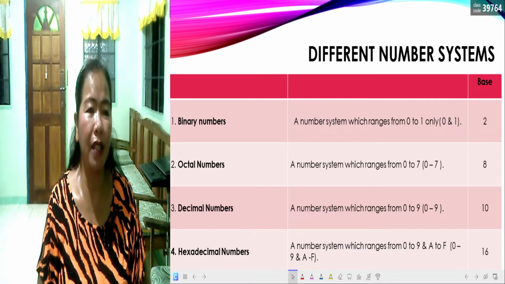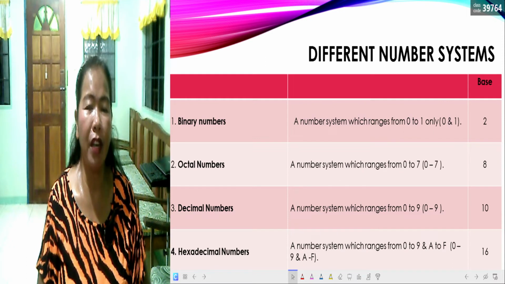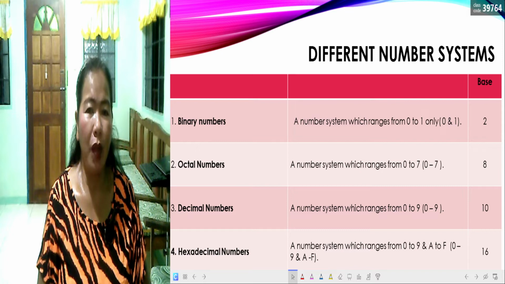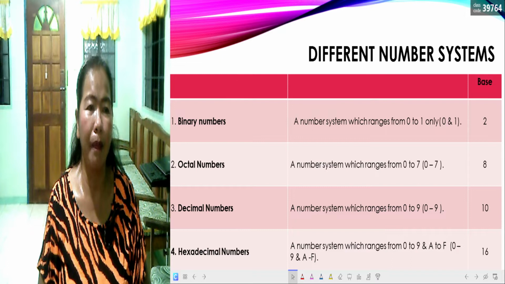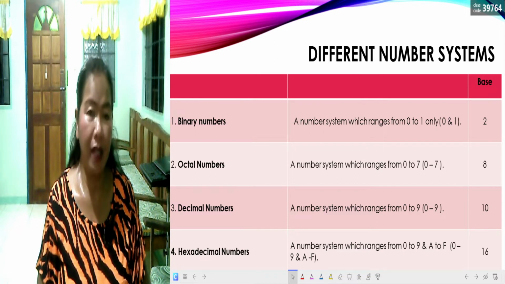And the last one is hexadecimal numbers, a number system which ranges from 0 to 9 and letters A to F. If you try to count numbers 0 to 9 and A to F, A, B, C, D, E, F, there are 6 letters, and 0 to 9 there are 10, so 10 plus 6 is 16. So hexadecimal numbers are numbers that have a base of 16.